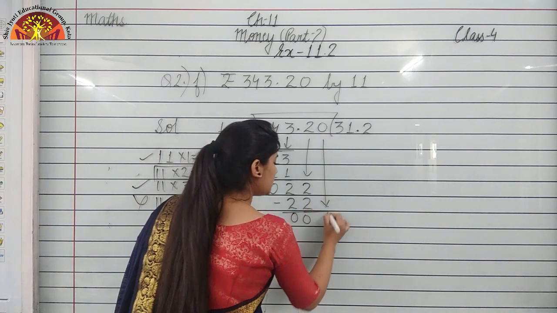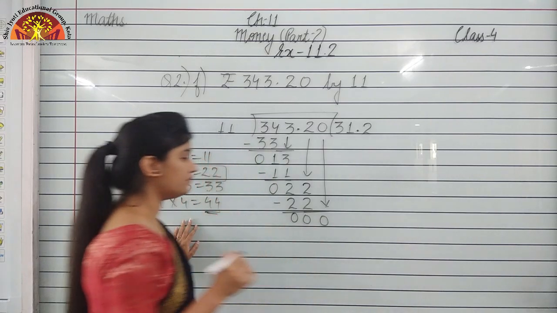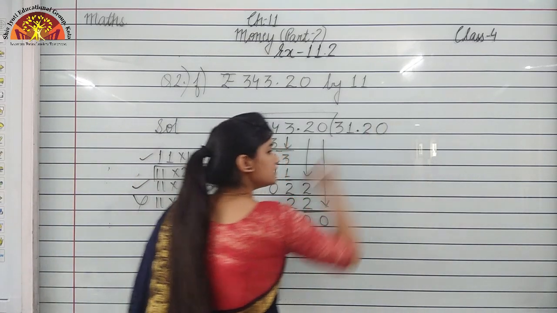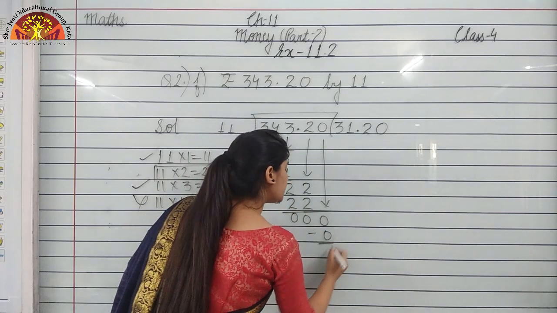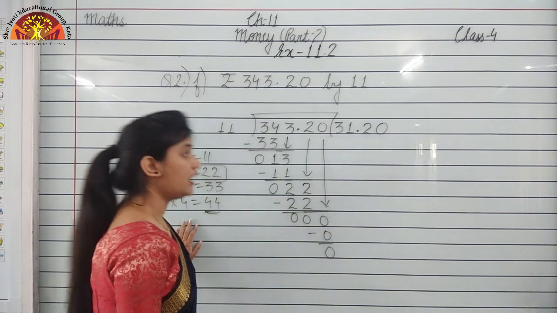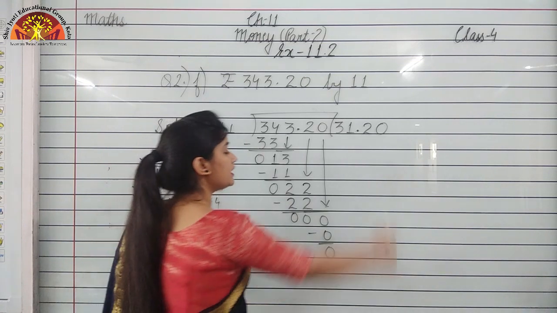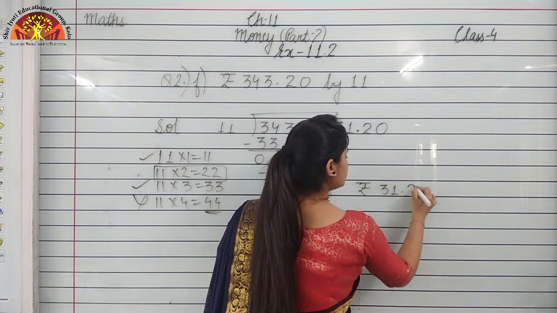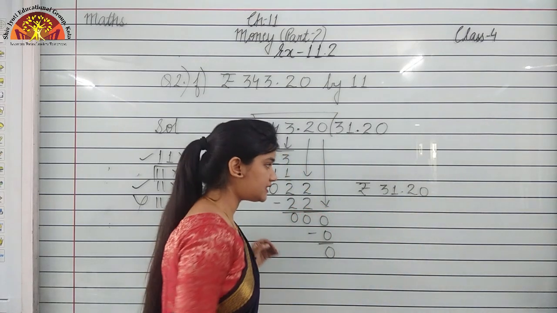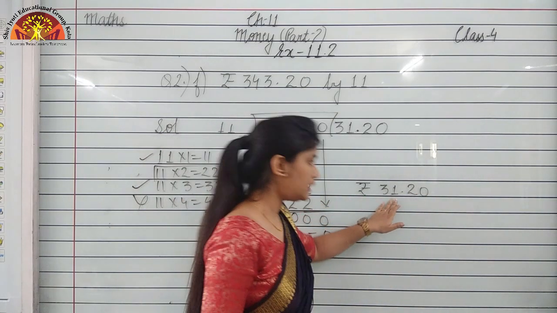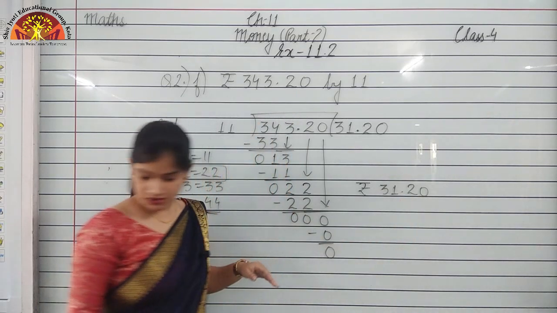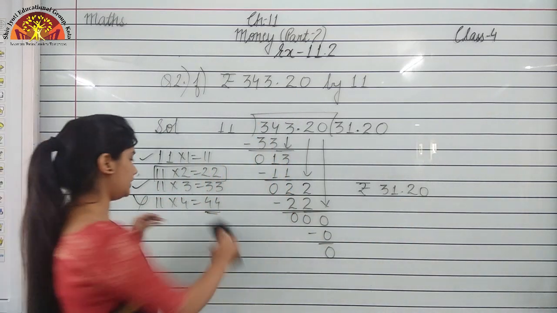Now the 0 will come down. As we know, if we divide 0 by any number, the result will always be 0. So your remainder is 0 here. And what is the answer? The answer is rupees 31.20, or you can say rupees 31 and 20 paise. Is it clear students? So in this way students, you can divide the money.